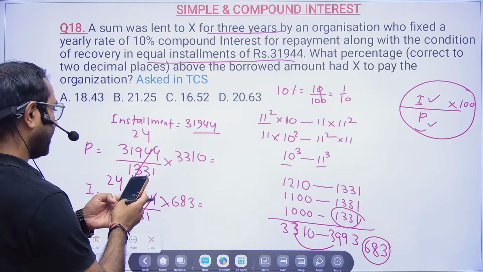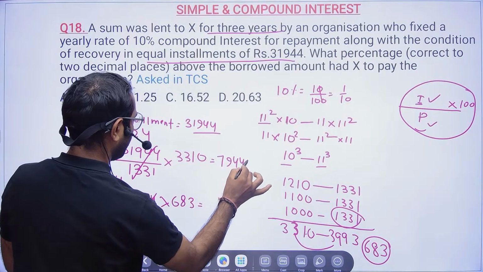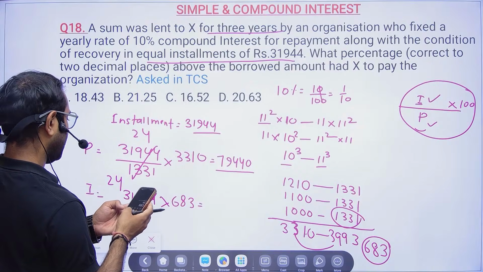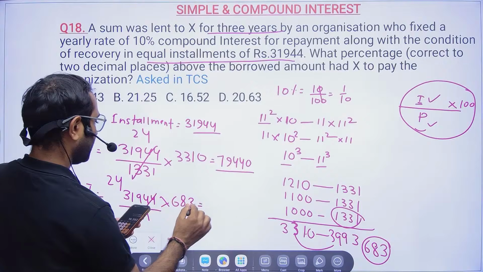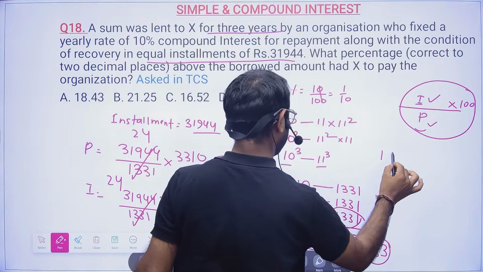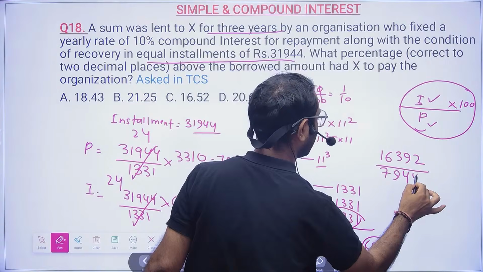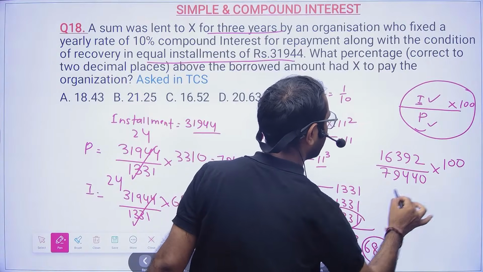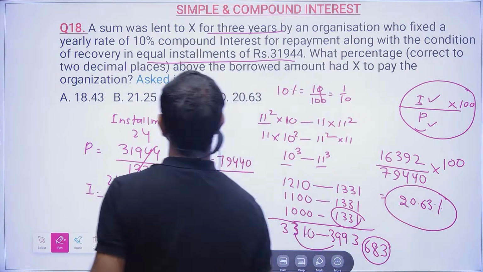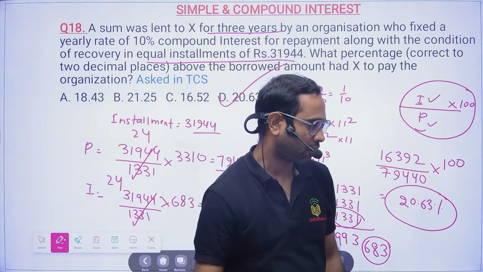So 24 into 3310. So this will become 79440. And here, sir, 683 into 24. So sir, this will become 16392. That's all. So 16392 rupees is the interest which I am going to pay, and my principal is 79440 into 100. If you solve this, the calculator will be there in the exam. 20.63. So option D.